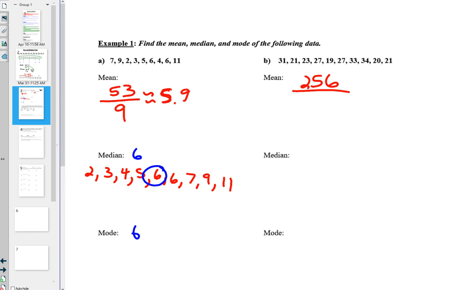So 256 divided by how many are there? 1, 2, 3, 4, 10? Are there 10 of them there? Okay, so that's going to be 25.6. That's the mean there. For median, you got to put them in order.